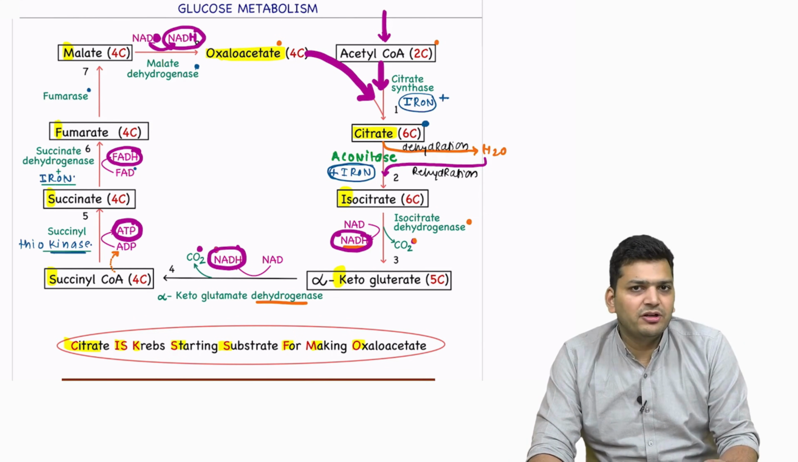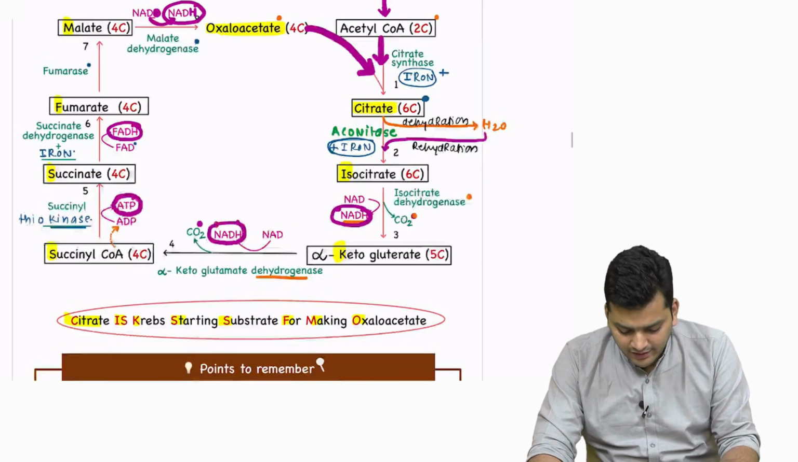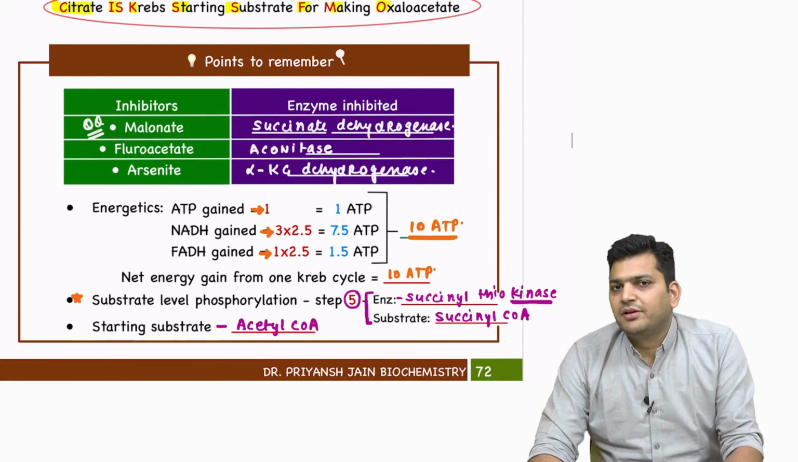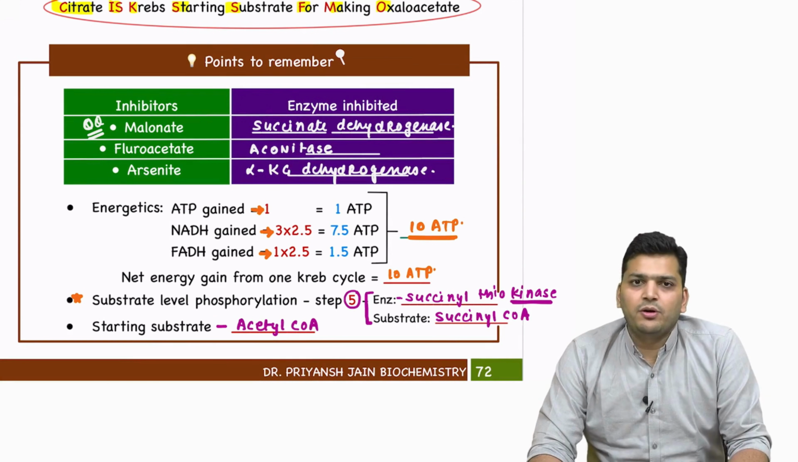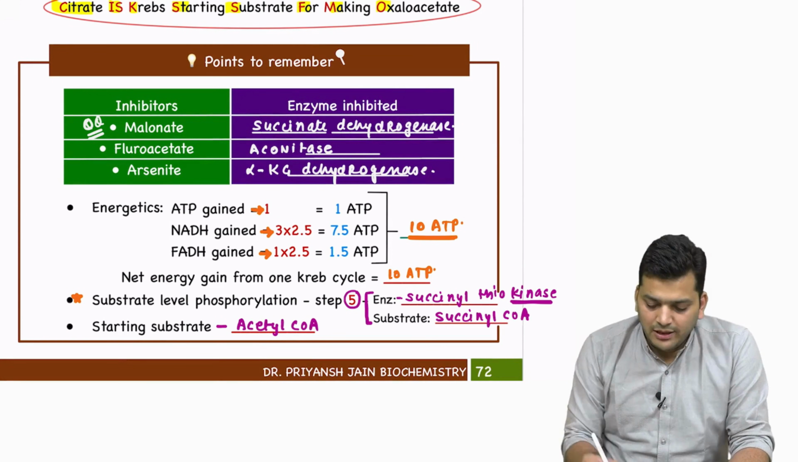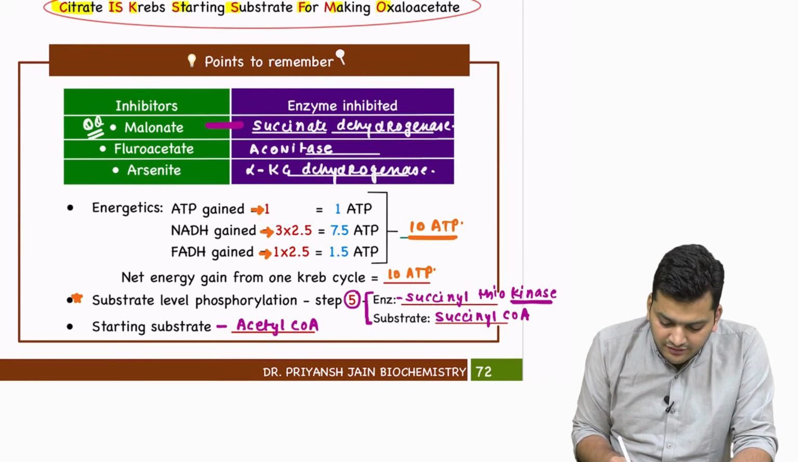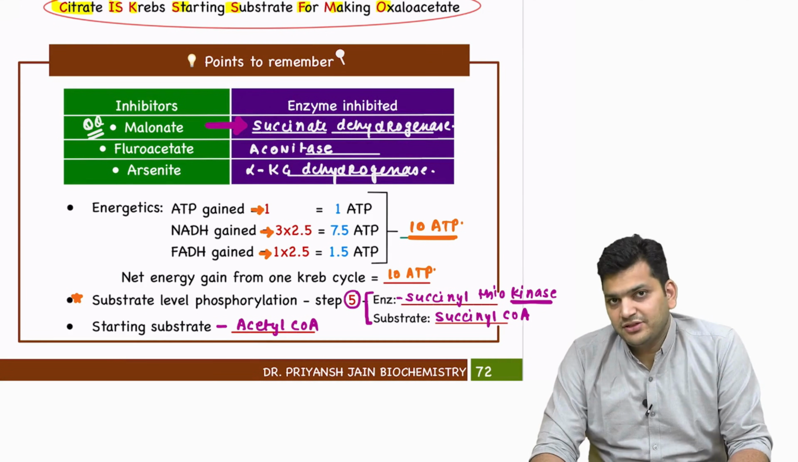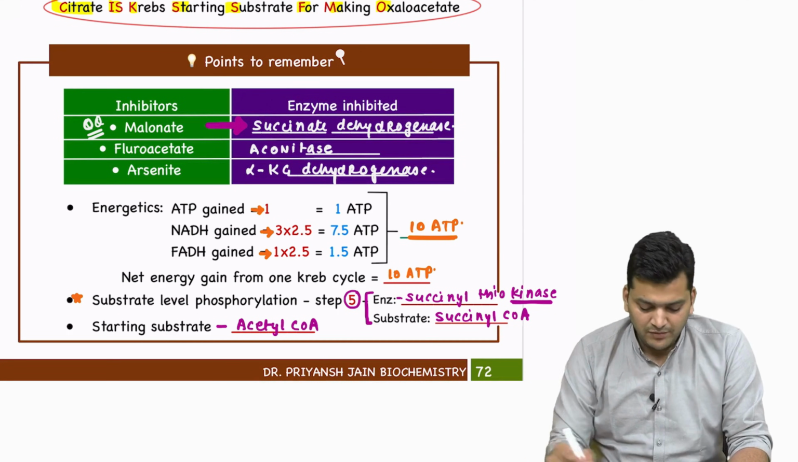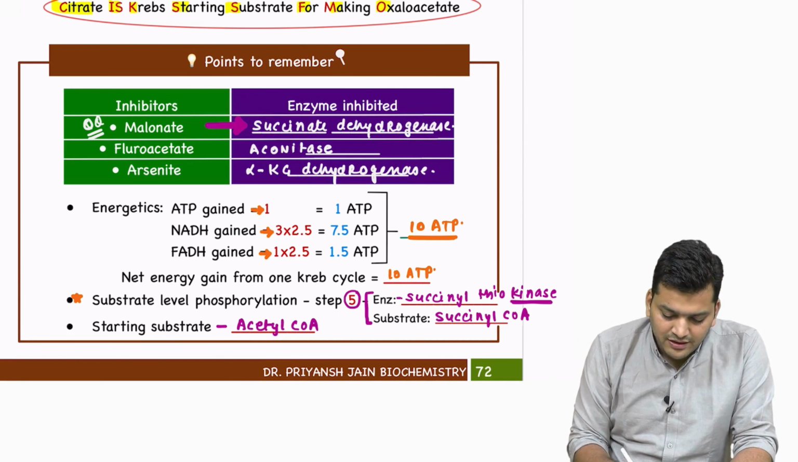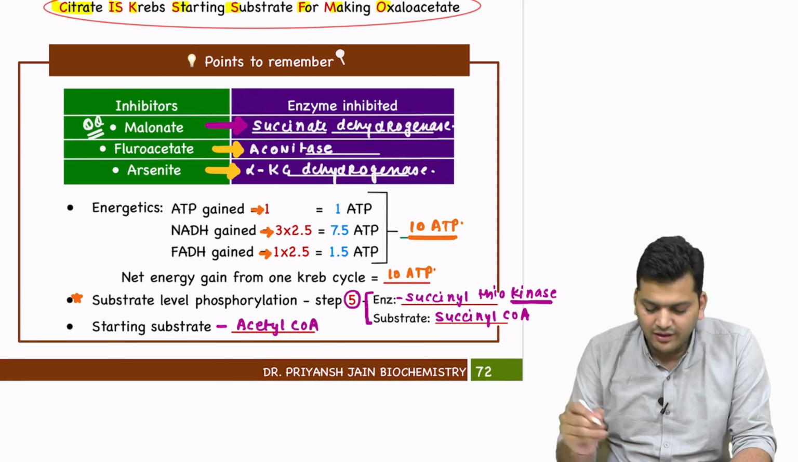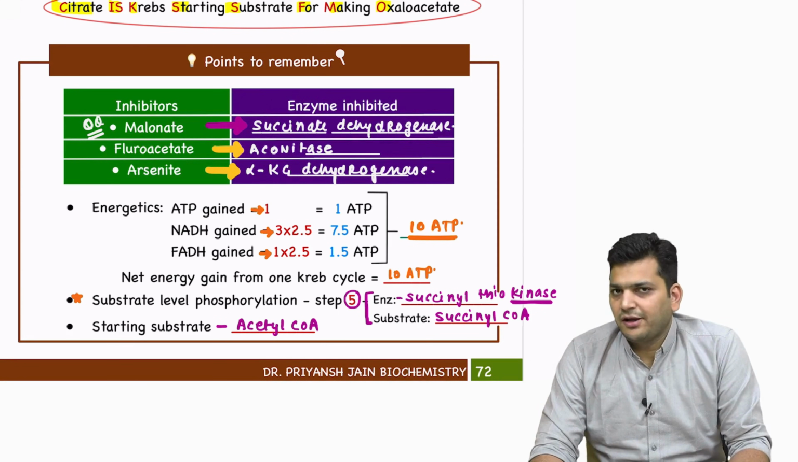What are the other points that you must remember from the Krebs cycle? See, the first is the inhibitors, and among the inhibitors, the most important is malonate. Malonate inhibits the succinate dehydrogenase. Then we have some other inhibitors such as fluoroacetate, which is going to inhibit the aconitase, and arsenite can inhibit the alpha ketoglutarate dehydrogenase.